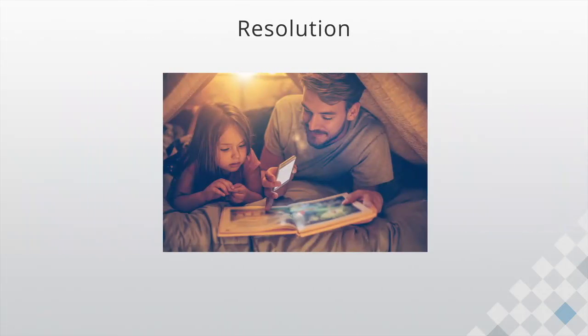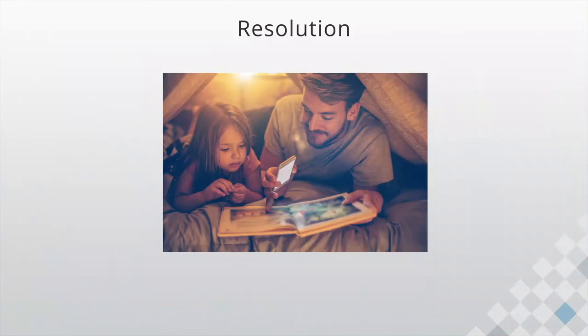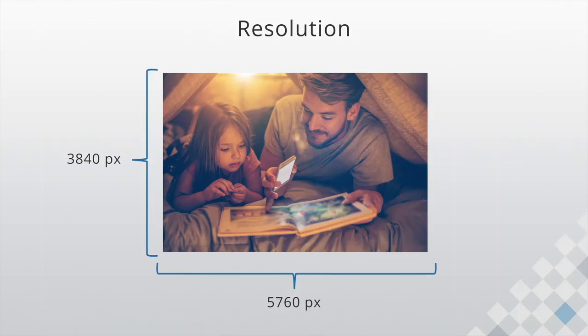Resolution is determined by how many pixels are in each individual image. Digital images are made of tiny dots of color called pixels. Up close, they look like colored squares, but at a distance, they trick our brains into perceiving a cohesive image. Resolution is measured by counting how many pixels wide and tall each frame is. The more pixels there are, the higher the resolution and the sharper the image.